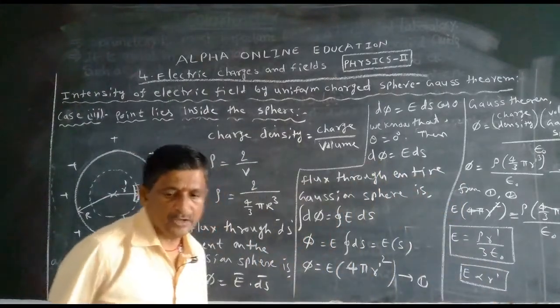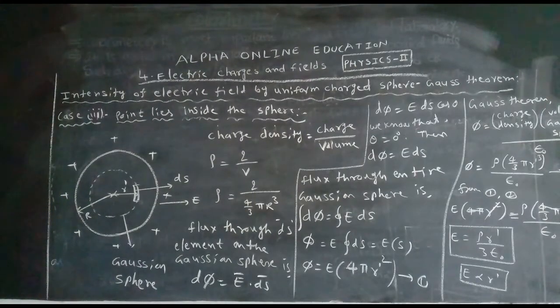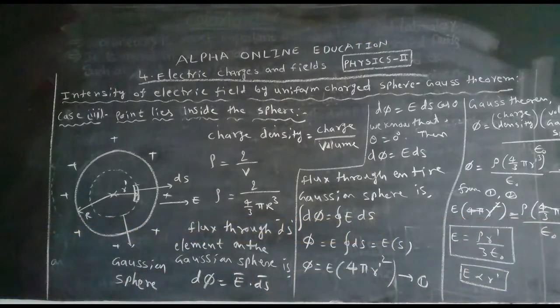Okay, this is the proof of the intensity of electric field when the point lies inside the sphere. Point lies outside the sphere: E is equal to Q by 4 pi epsilon naught into 1 by r square. On the sphere: Q by 4 pi epsilon naught into 1 by capital R square. But inside: E is equal to rho r dash by 3 epsilon naught. See here, E is proportional to r dash. This is one of the important questions in this chapter for 8 marks. See this clearly and record it.